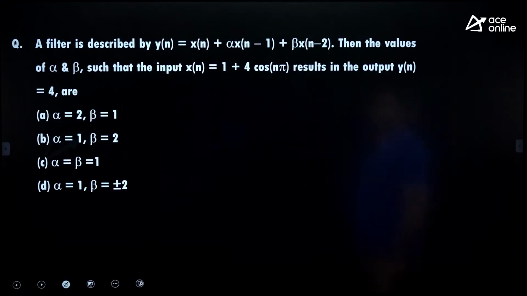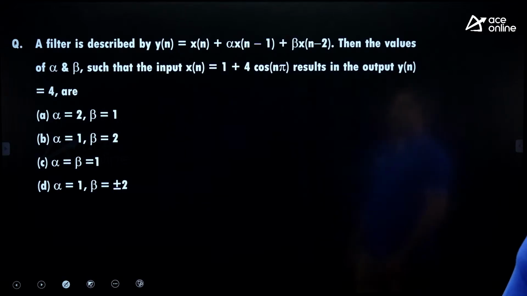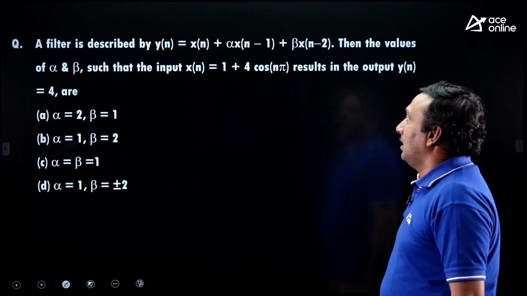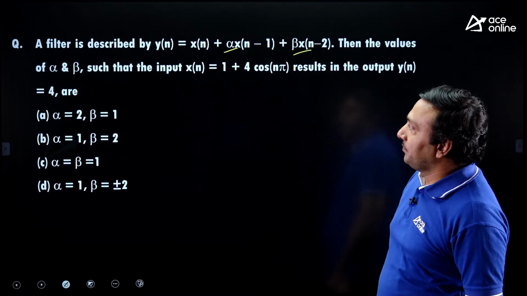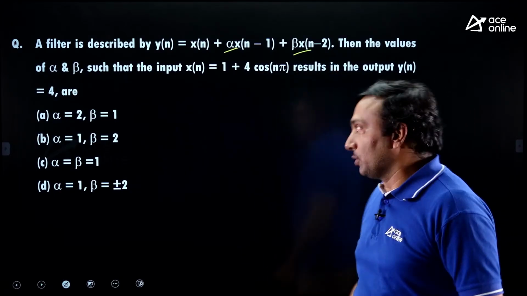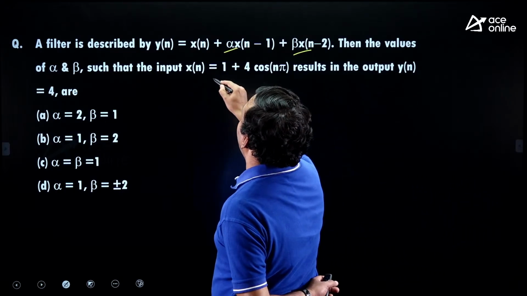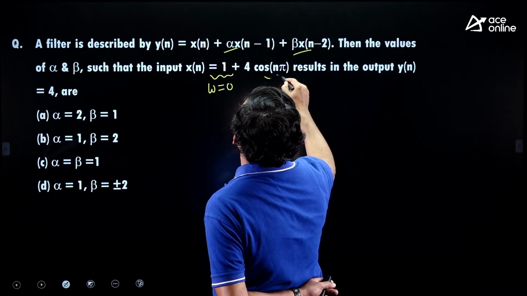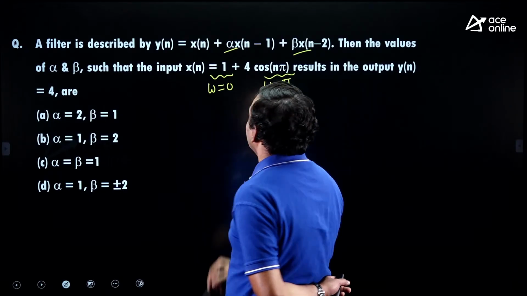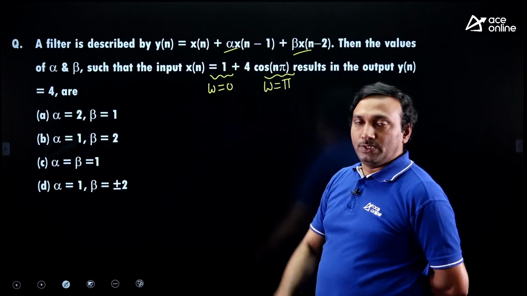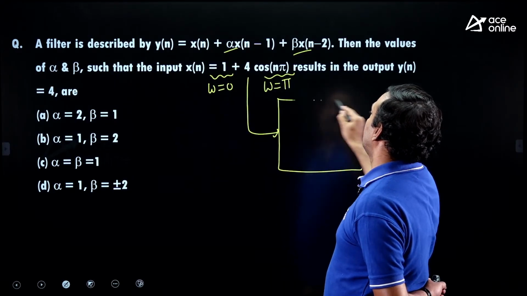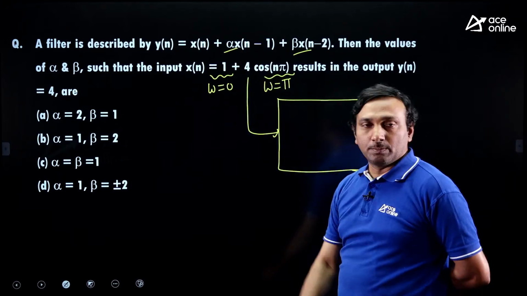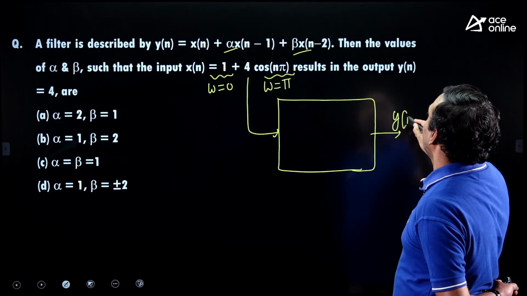What about this? Input is given as 1 plus 4 cos n pi. Input known, output known. What are the two coefficients alpha and beta such that we are in a position to get that output? Input side, which frequencies are there? Omega 0, omega pi. Cos omega naught n form, of course, DC. So this we want to pass through the system. That system expression is already given.